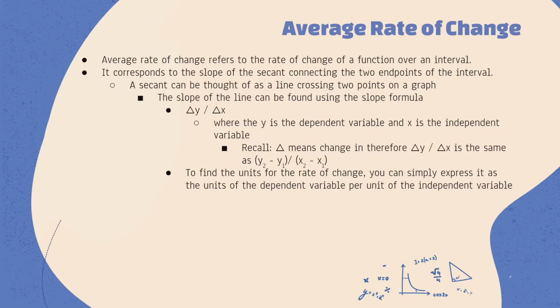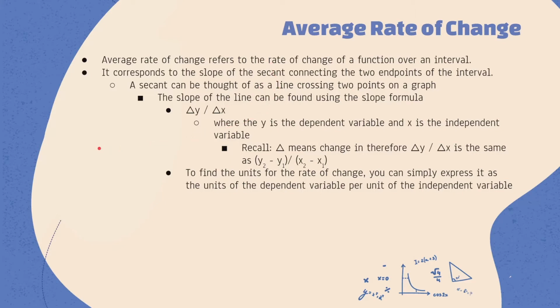Again, if you're trying to find the units for the average rate of change, or any rate of change in general, you would simply express it as the units of the dependent variable per unit of the independent variable, which of course makes perfect sense because when we're doing delta y divided by delta x, if we keep track of the units, we're going to divide the units of y by the units of x. And so if we had y in kilometers and x in seconds, your final answer would be kilometers per second.